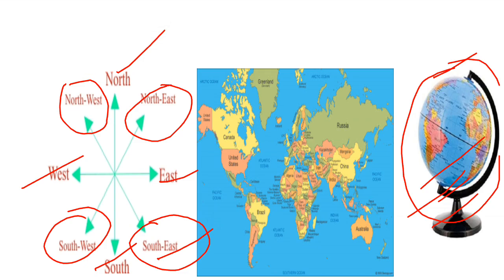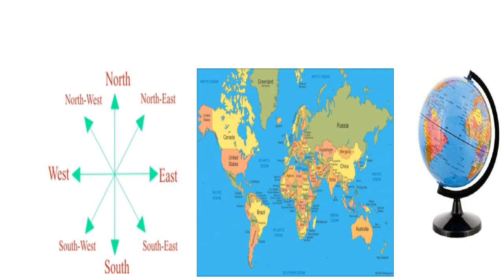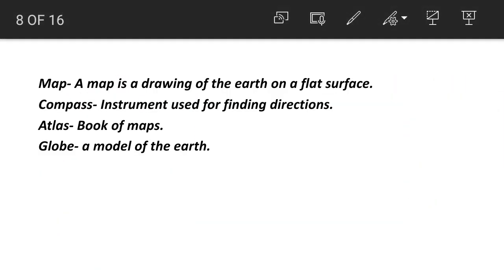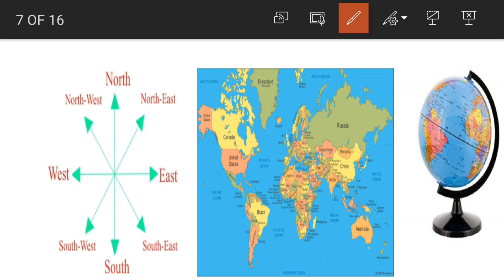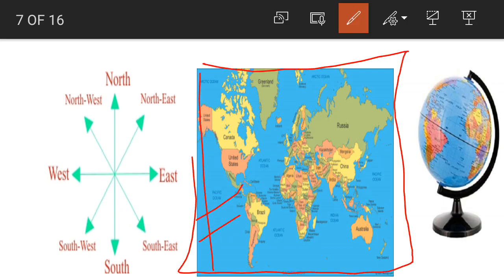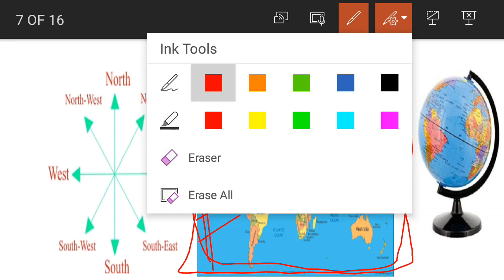So I hope you understood about this exercise. So what is a map? A map is a drawing of the earth on a flat surface. So this is a map. See, this is flat. On a flat surface, we can draw the whole part of the earth, and also we can fold this map. We can fold it and carry it easily from one place to another.